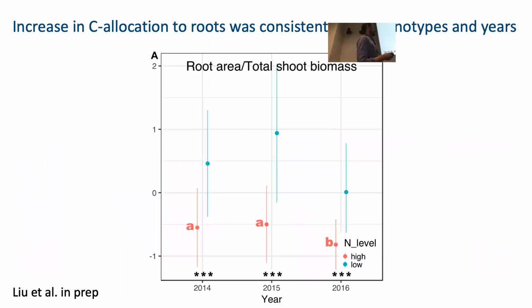So you can see a few nice trends that are very consistent. For example, the root biomass increases in low N. That's very consistent every year. In high N here, you can see there's some variation from year to year, but there's a very clear trend across all this germplasm. So that was nice to see. We expected this, but it's experimentally validated.